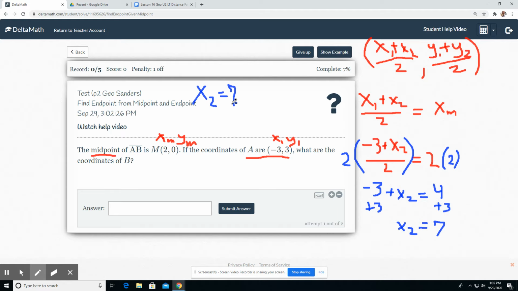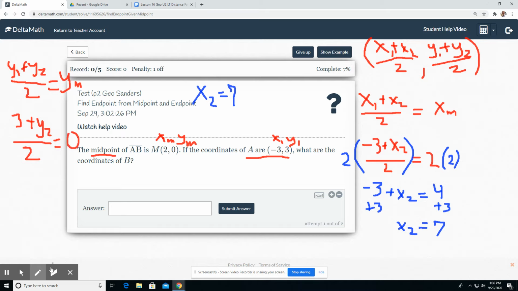All right, we need to do the same thing for y. I'll see if I have enough room over here. Let me go back to red. So the equation is (y1 plus y2) divided by 2 is equal to the y midpoint. All right, so y1 is 3 plus y2, that's what we're looking for, divided by 2, that's the average idea, equals y midpoint. The y midpoint is 0.